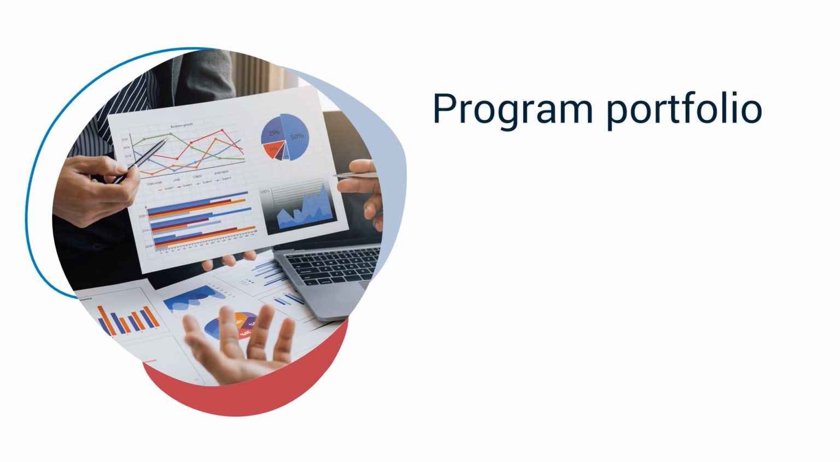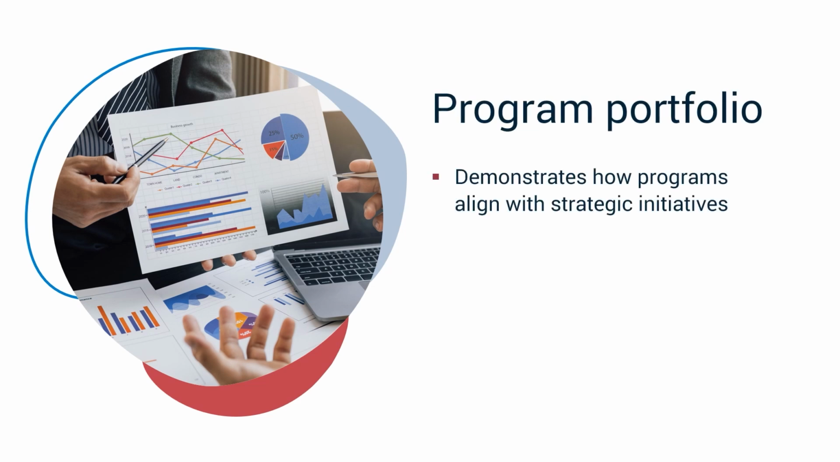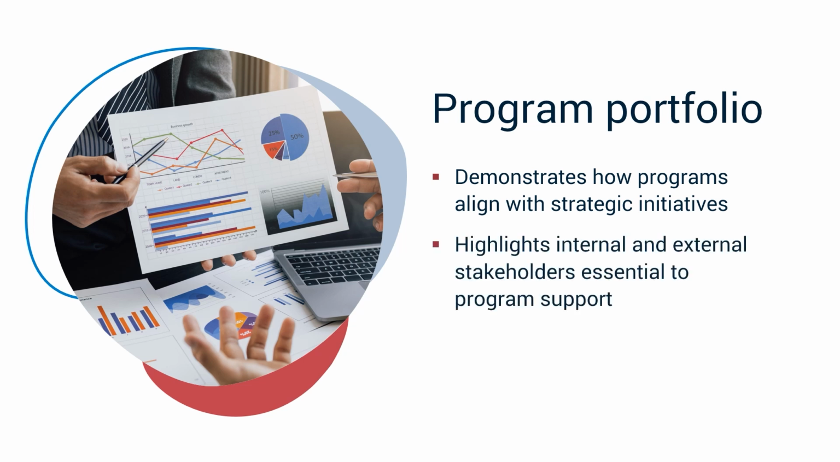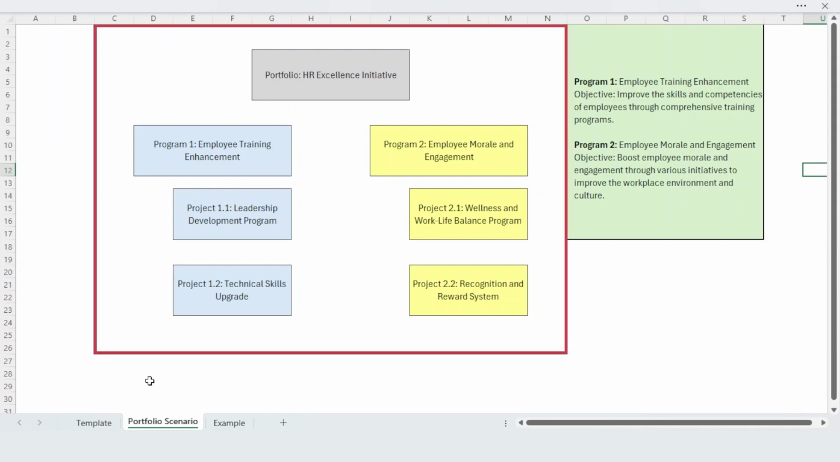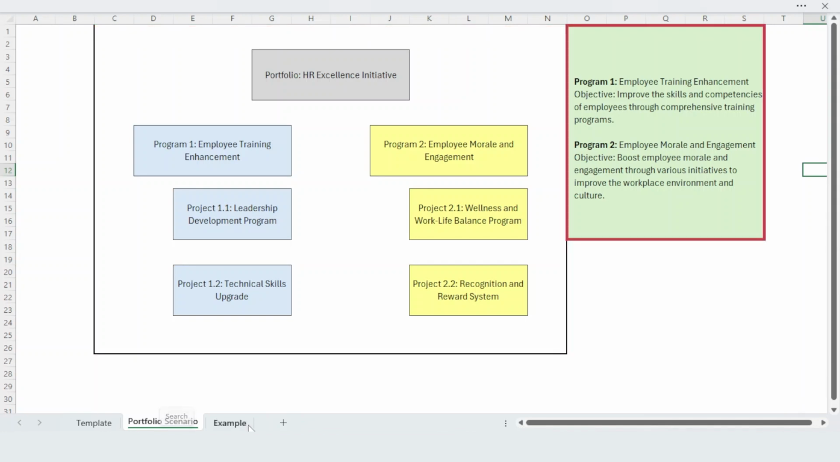Now, let's turn our attention to a program portfolio. This portfolio shows how each program supports the firm's overall strategic initiatives and serves as a means to identify both internal and external stakeholders needed to support the program. Here is a simple human resource, or HR, initiative portfolio aimed at improving training and morale within a firm. It consists of 2 programs, each supported by 2 projects.